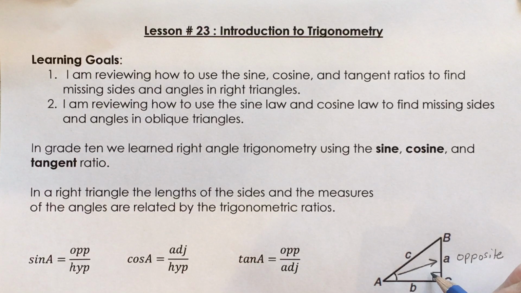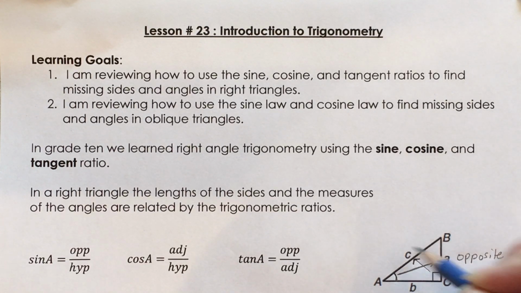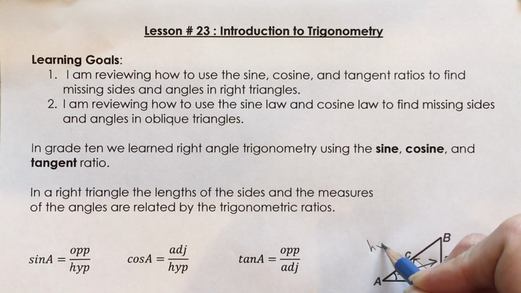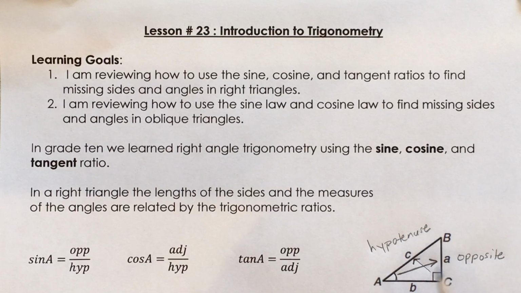The side across from the right angle, we know from the Pythagorean theorem and also from last year, is always called the hypotenuse. And then the side that helps form angle A with the hypotenuse is called the adjacent side.